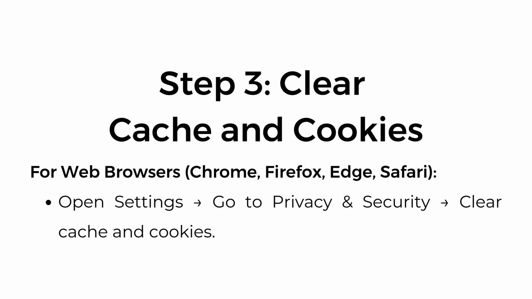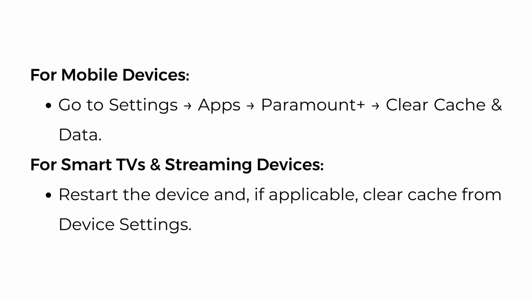Step 3. Clear cache and cookies. For web browsers, Chrome, Firefox, Edge, Safari: open settings, go to Privacy and Security, and clear cache and cookies. For mobile devices, go to Settings, Apps, Paramount Plus, Clear cache and data. For smart TVs and streaming devices, restart the device and, if applicable, clear cache from device settings.